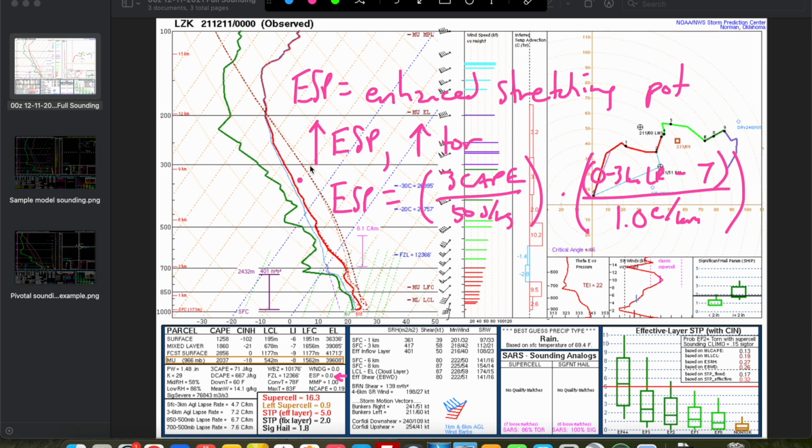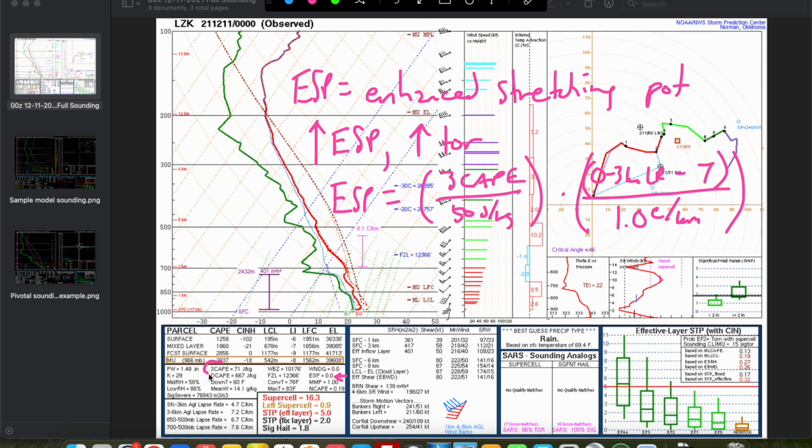Again, the higher the enhanced stretching potential, the higher the low-level buoyancy, the steeper the low-level lapse rates are. And if you have that co-located with a high amount of spin or vorticity in the low levels, then you may have an enhanced chance for tornado genesis in any supercell in this environment.